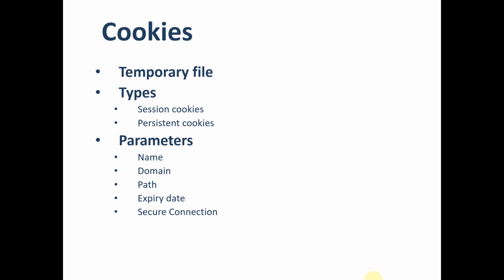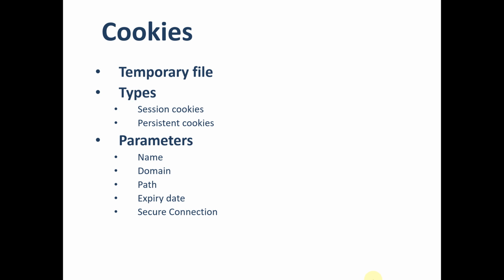Then, what are the different types of cookies? It's session cookies and persistent cookies. Once you close your browser, that session will be closed, and ultimately the cookies will be deleted. Such a type of cookies will be called session cookies. Persistent cookies: even if you close the browser, the data present inside the cookies will be saved on your file system. It may expire after a certain duration, but the file and the data will be stored on your system. That's why those cookies are called persistent cookies.